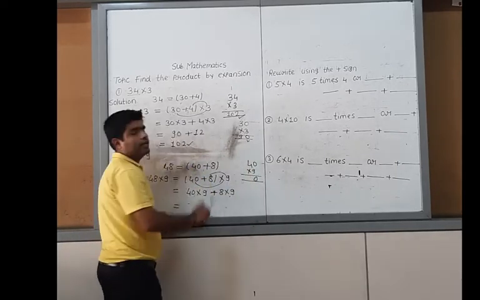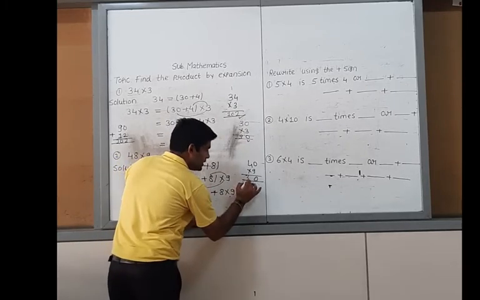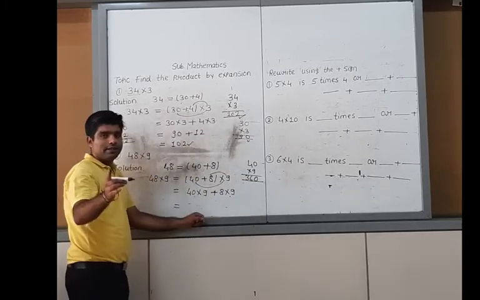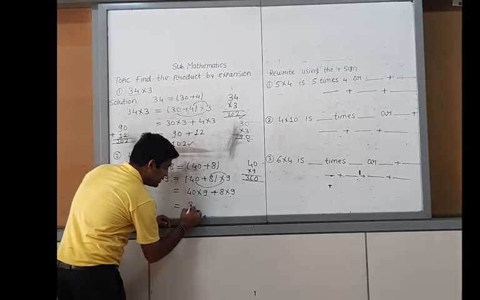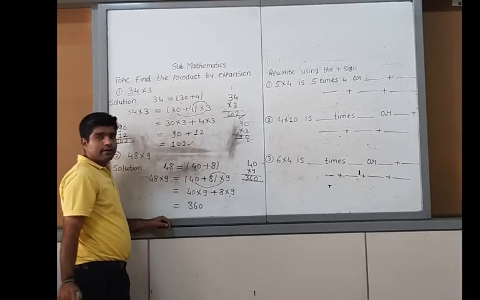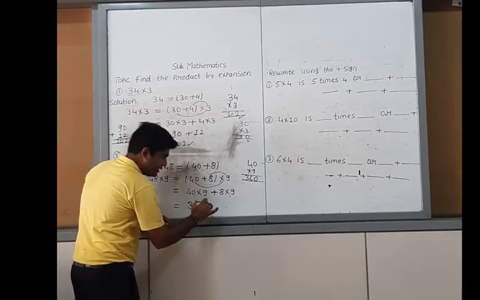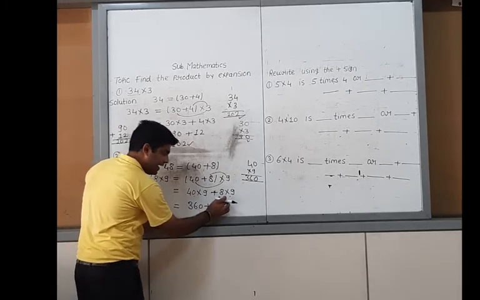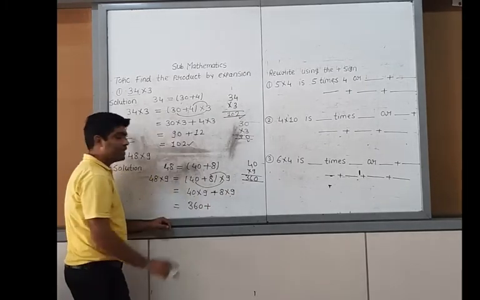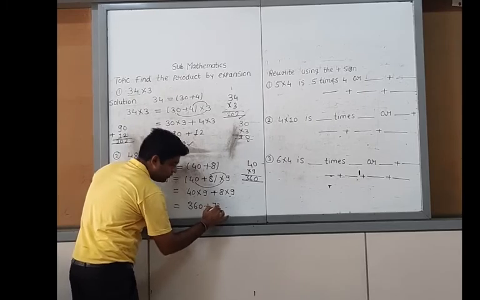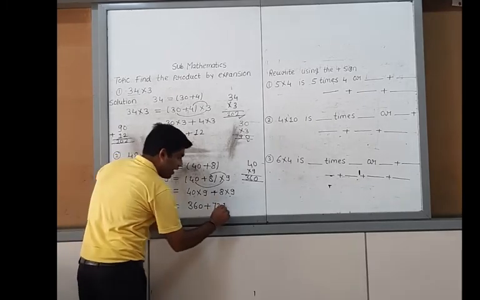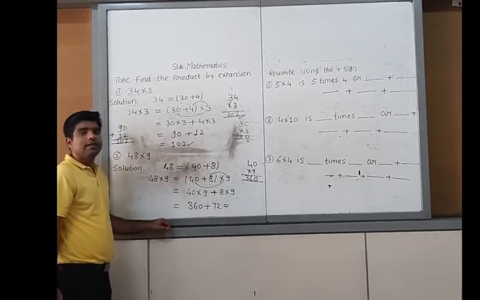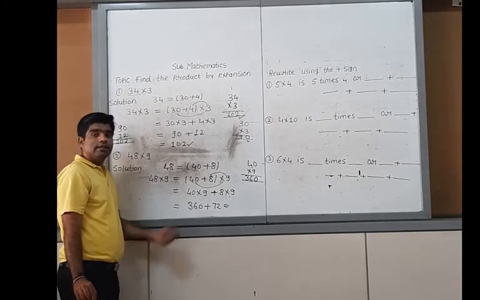9 times 4 is 36. This is our 36. It means that your answer is 360. Next is our add bit: 8 nines are 72. This is our 72. And we just have to add it with 360.